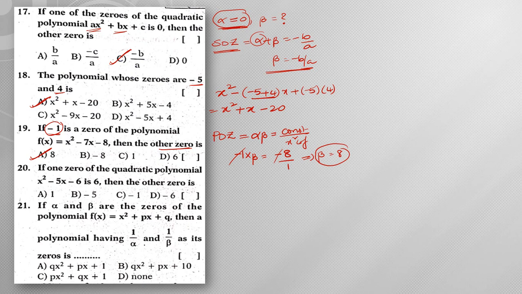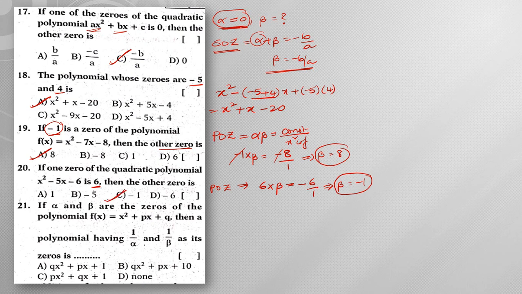If one zero of the quadratic polynomial is 6, then the other zero is? So here also we can make use of the product of zeros. By using the product of zeros, one zero is 6 and the other zero will be beta. So from this, using the product of zeros, minus 6 by 1, which implies beta is equal to minus 1. Hence the other zero is minus 1.